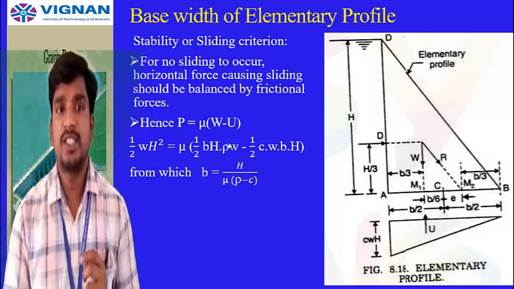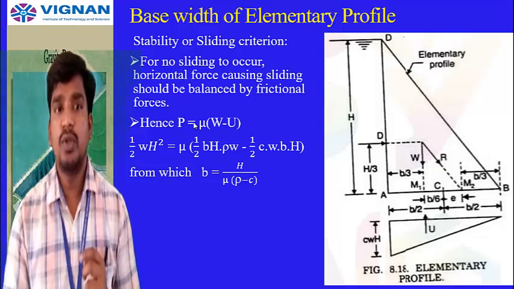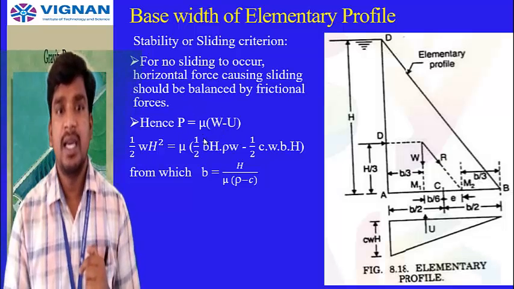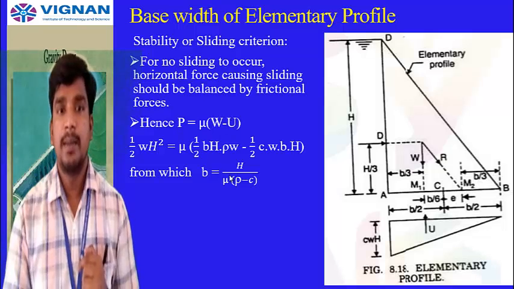Hence, the force we require is P equal to mu into W minus U, where W is the weight of the dam acting downward, and U is the uplift pressure.